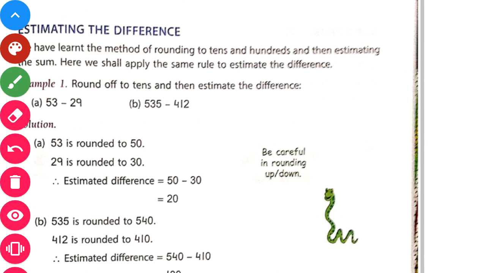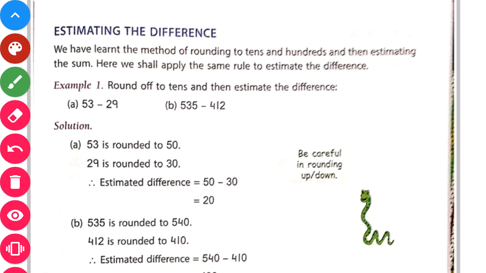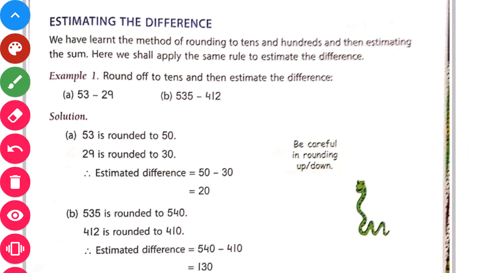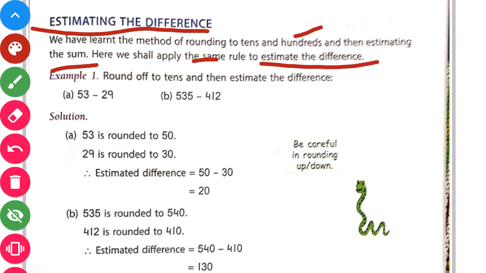We'll start with example questions. Let us see what is written here. Estimating the difference. We have learned the method of rounding to tens and hundred and then estimating the sum. We have done this in our addition chapter number 2. Here we shall apply the same rule to estimate the difference.